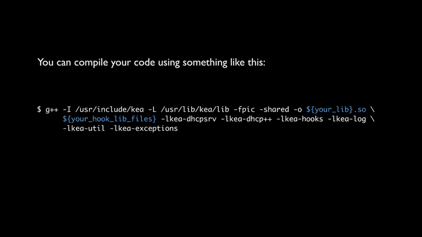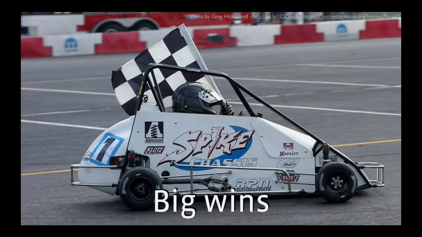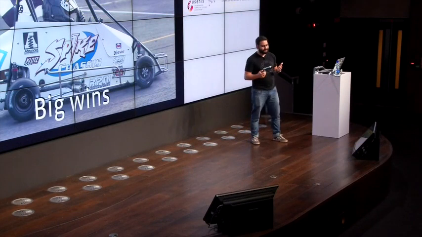So supposing you have Kea installed in your box, this is how you can compile it. You get back this shared object that you can put somewhere you want, and then you put the path in the configuration file. So this change made things so much better.